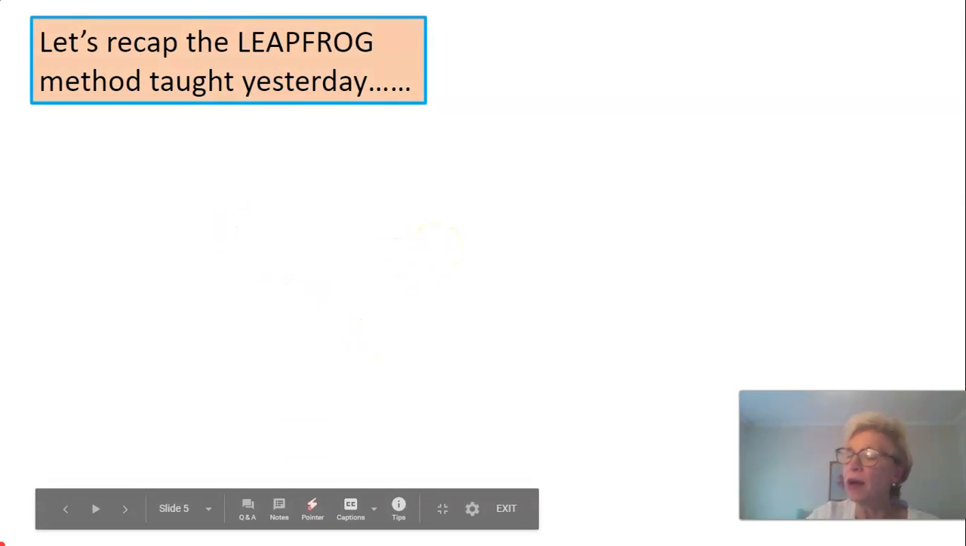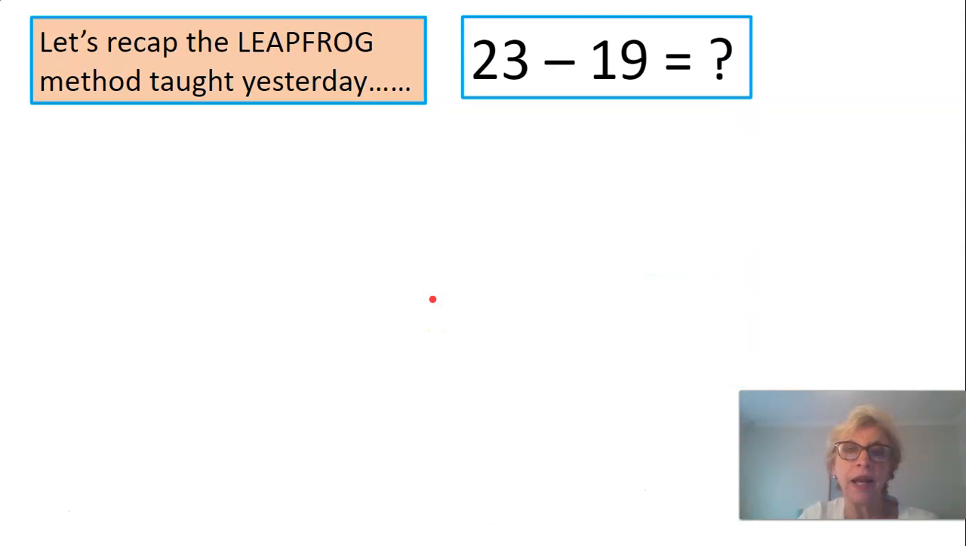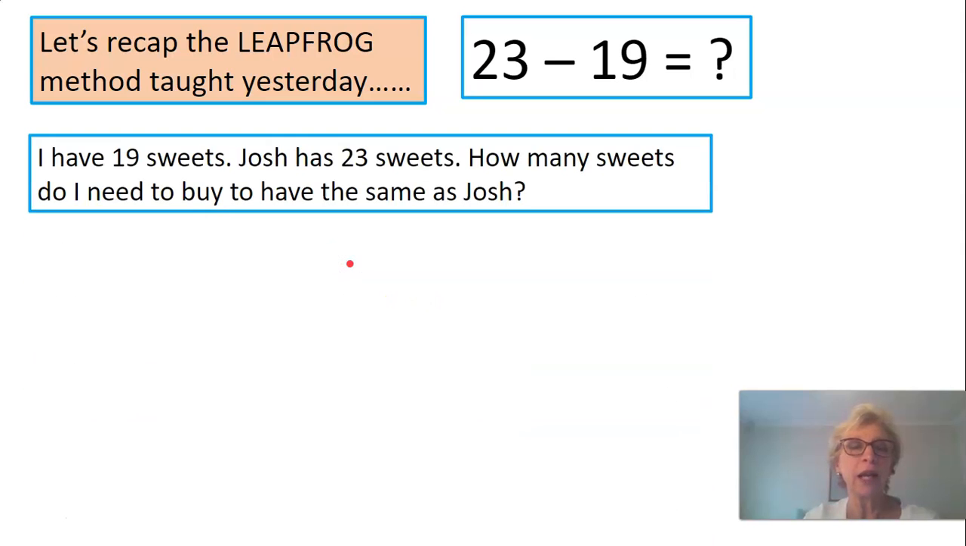Okay, so now we need to recap on what we learned on Friday. We learned the leapfrog method using very small numbers. We're going to make those numbers bigger because you are grade 3. Let's just quickly do a refresher example. So 23 minus 19, and if you remember correctly, if I read the story out to you, I have 19 sweets, Josh has 23, how many sweets do I need to buy to have the same as Josh?